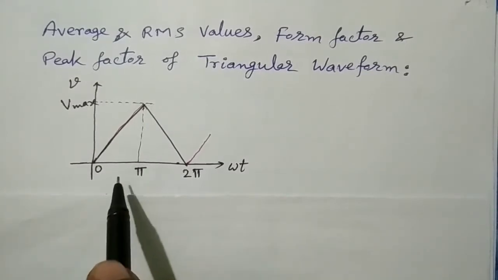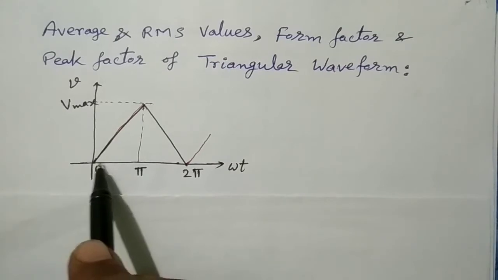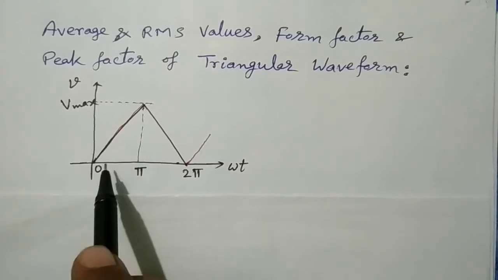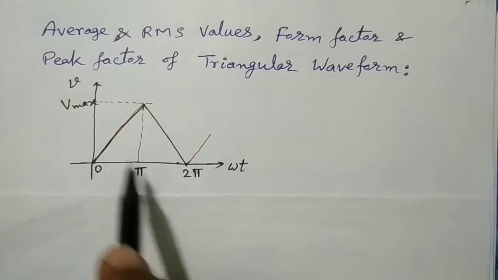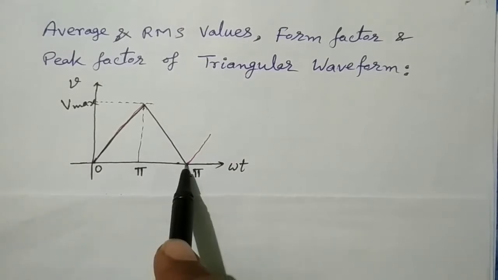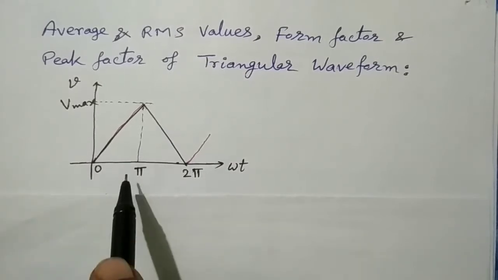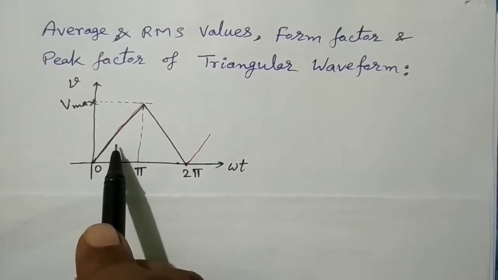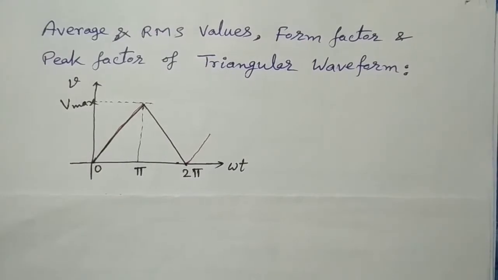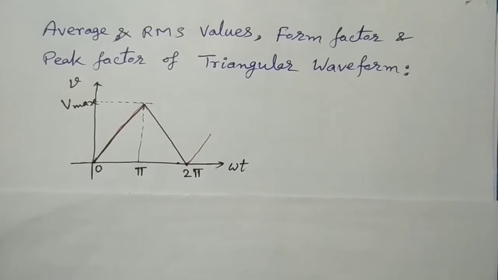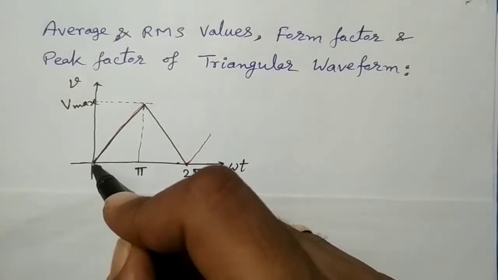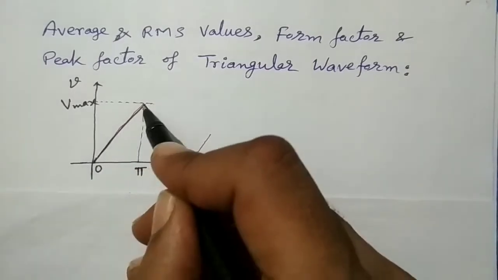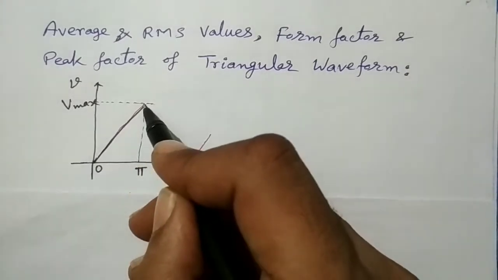So it is also a symmetrical waveform, because the two consecutive half cycles, 0 to pi is one half cycle and pi to 2 pi is another half cycle, and these two are equal, symmetrical. So we'll consider only the first half cycle. Here first of all you have to find the expression of the instantaneous value. As we can see, it is gradually increasing from 0 to pi. It is a straight line.